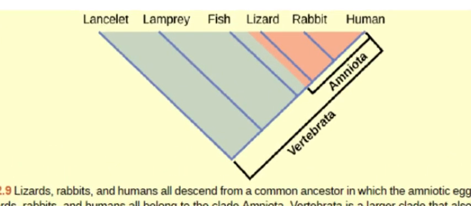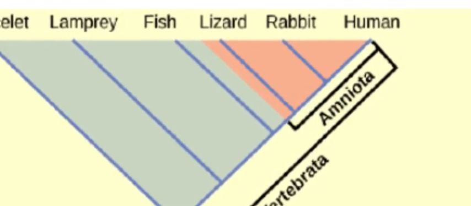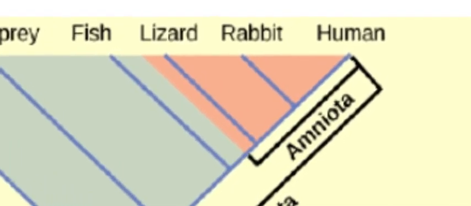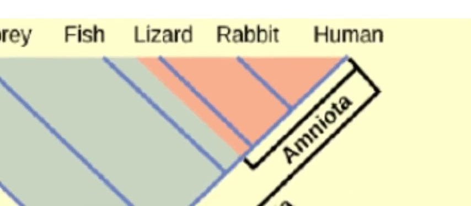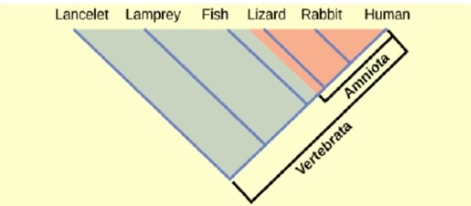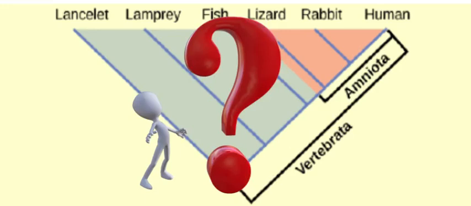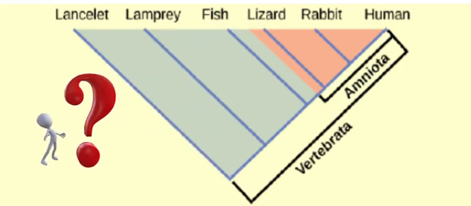Figure 12.9. Lizards, rabbits, and humans all descend from a common ancestor in which the amniotic egg evolved. Thus, lizards, rabbits, and humans all belong to the clade Amniota. Vertebrata is a larger clade that also includes fish and lamprey. So here's a question. Which animals in this figure belong to a clade that includes animals with hair? Which evolved first, hair or the amniotic egg? Share your answers in the comment section below.